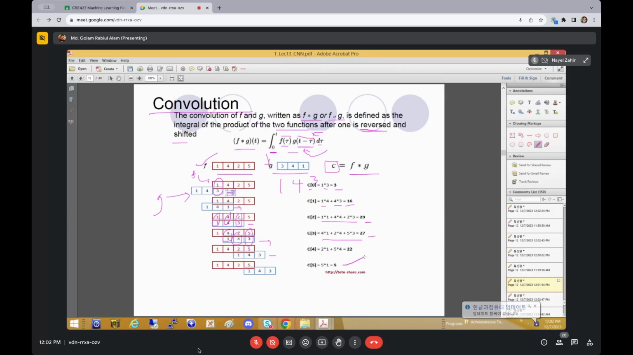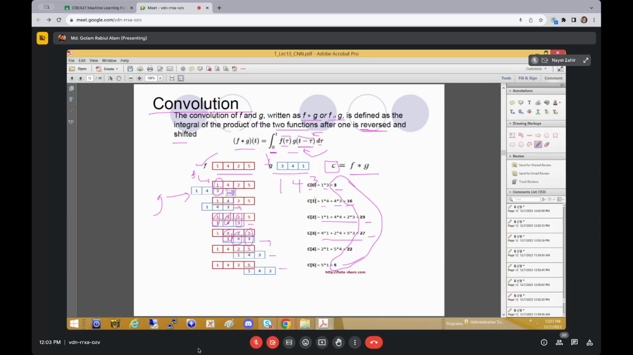So here is the 5, 1. And finally after that we have to shift again. If we shift, then we can see there are actually no common elements. So this will be the result of our one-dimensional convolution. If we convolve two functions f and g, this will be our result.